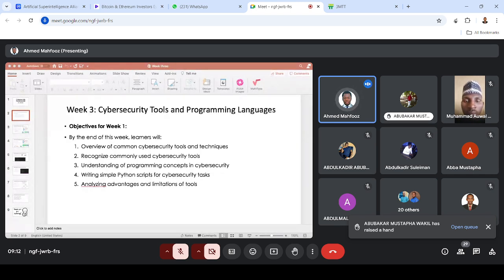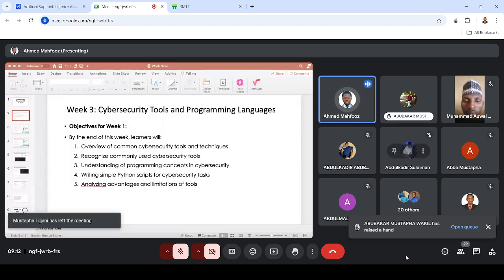Okay, this week we're talking about cybersecurity tools and programming languages. As the title says, we all understand what we mean by tools: any instrument or thing we use to make our work easy. Let's assume my father is a farmer. He used to have tools which he used on his farm, such as a cutlass, tractors, hoe, and so on. So these are different tools a farmer uses.